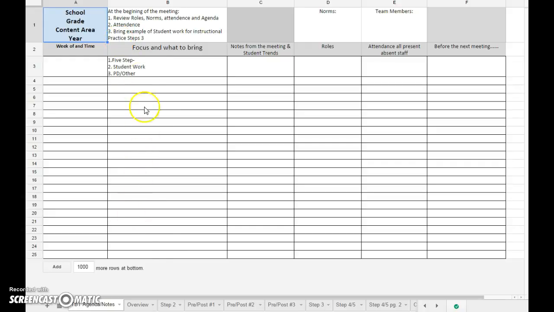This is the area that tells you what to focus on and bring, notes from the meeting, student trend data, your norms pre-populated here, roles and responsibility, team members, and attendance for that particular meeting before the next meeting. Let's look at it completed.